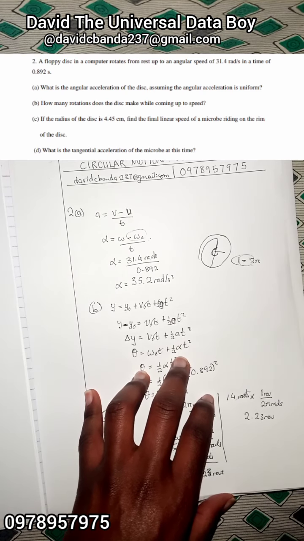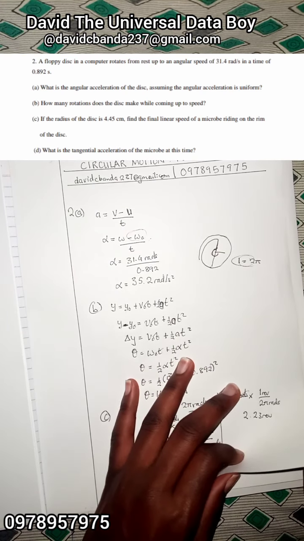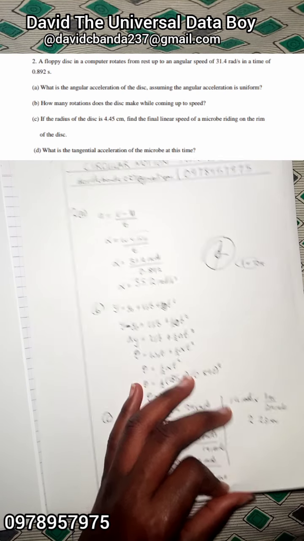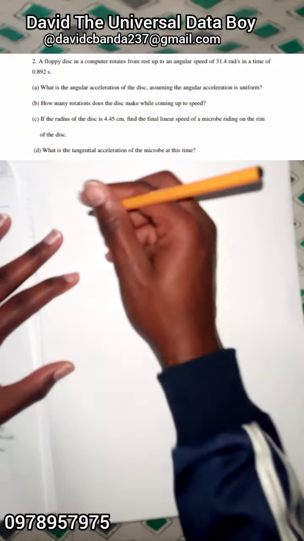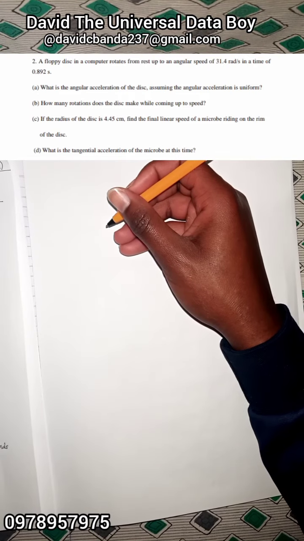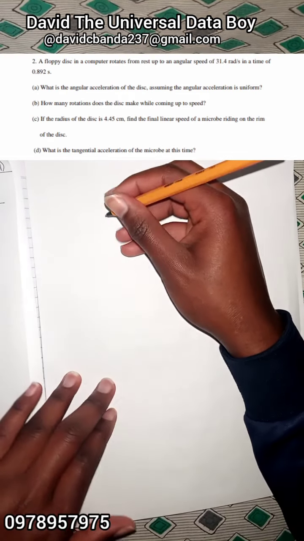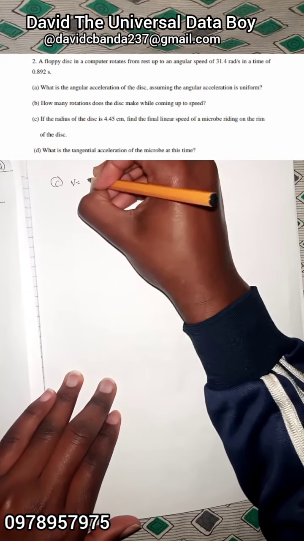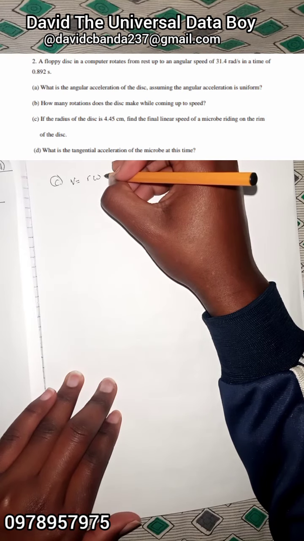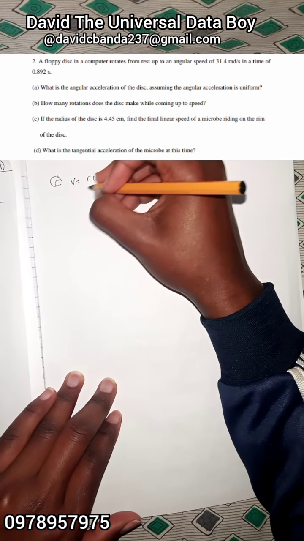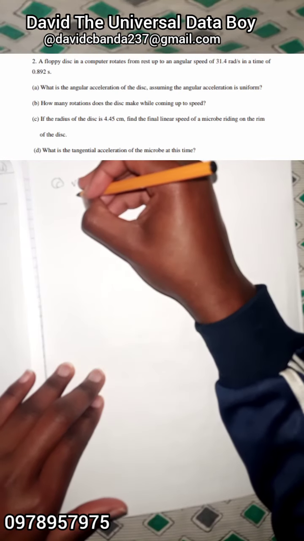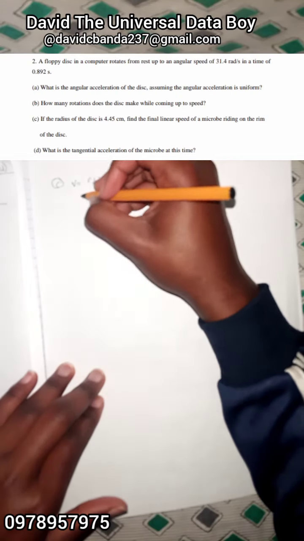C says if the radius of the disk is 4.5 centimeters, find the final linear speed of the microbe on the rim of the disk. So now on the rim, that's at the end of the disk. For us to find the linear speed, we are going to use the equation which we already know. The linear velocity is equal to the radius times the angular velocity. Now since it's at the rim, it's at full radius, so we can use the radius of the disk.